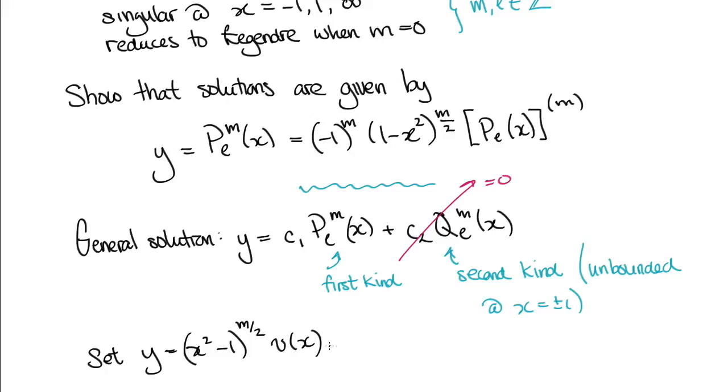What we'd like then is to show that v of x is the mth derivative of the ordinary Legendre function. So you have to go ahead and compute the first and second derivatives of y, substitute them into the differential equation, and simplify. Rather than doing this by hand, we can use Mathematica to do the algebra.